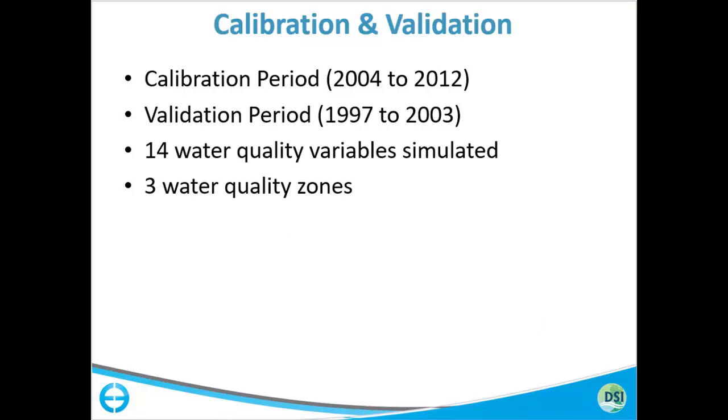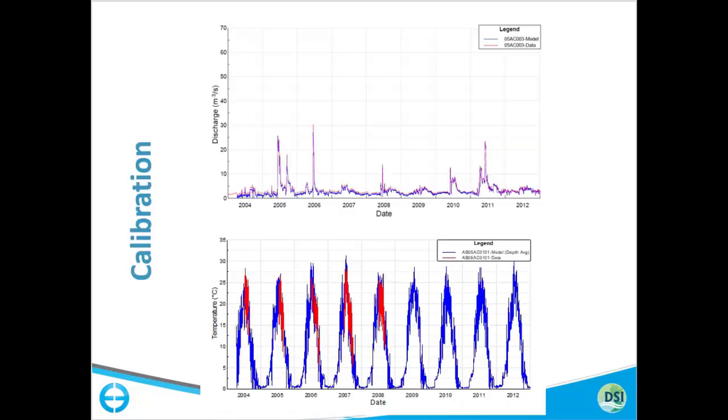So the calibration was from 2004 to 2012, and validation was 1997 to 2003, and 14 water quality variables were simulated. We didn't use all the 21 variables, and 3 different water quality zones were used because they were different in terms of water quality, depth, SOD consumption, and rooted plant and epiphyte growth rates. So this is a calibration at a couple of stations.